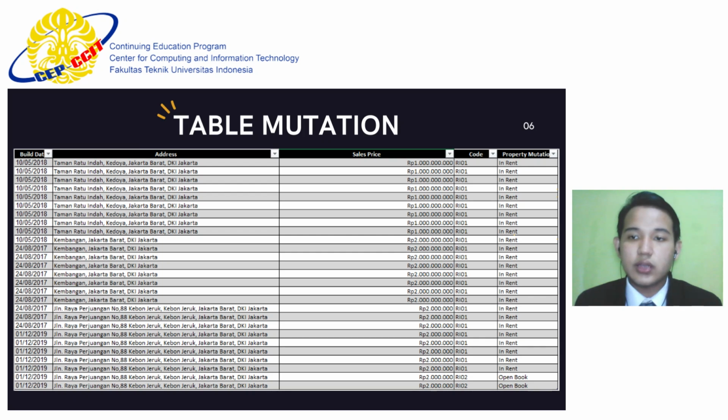The next column is code, which consists of codes RI01 and RI02. This code is referred from the small table in the previous property table. And the last column is property mutation. This property mutation has 2 conditions: in rent and open book. This is also referred from the previous small table on the property table, from the code and property mutation columns. It uses the VLOOKUP formula.